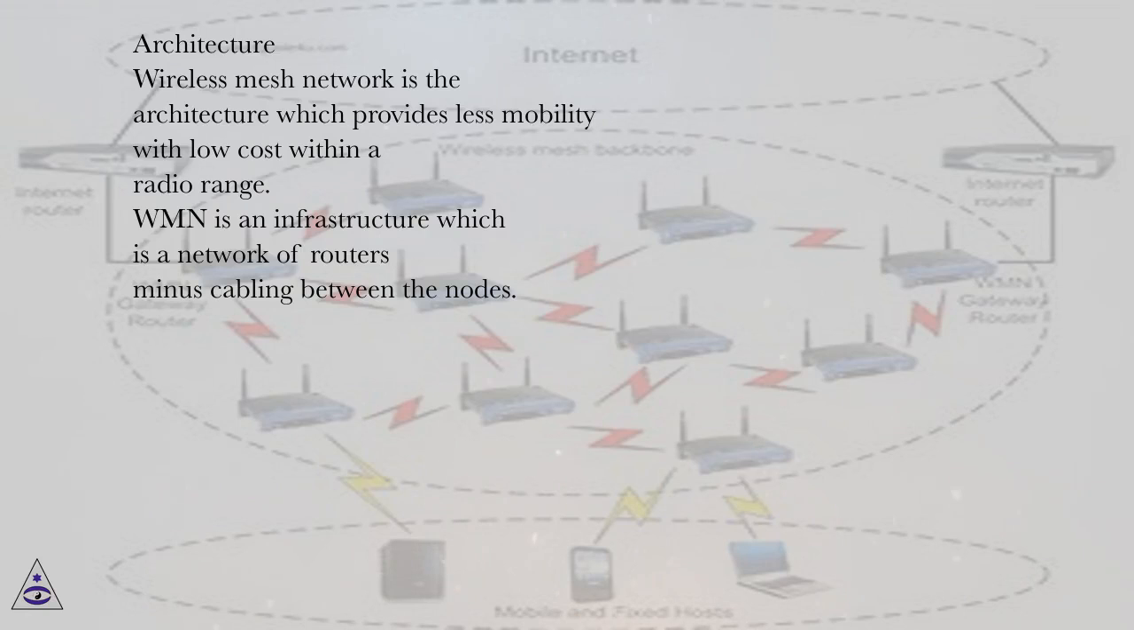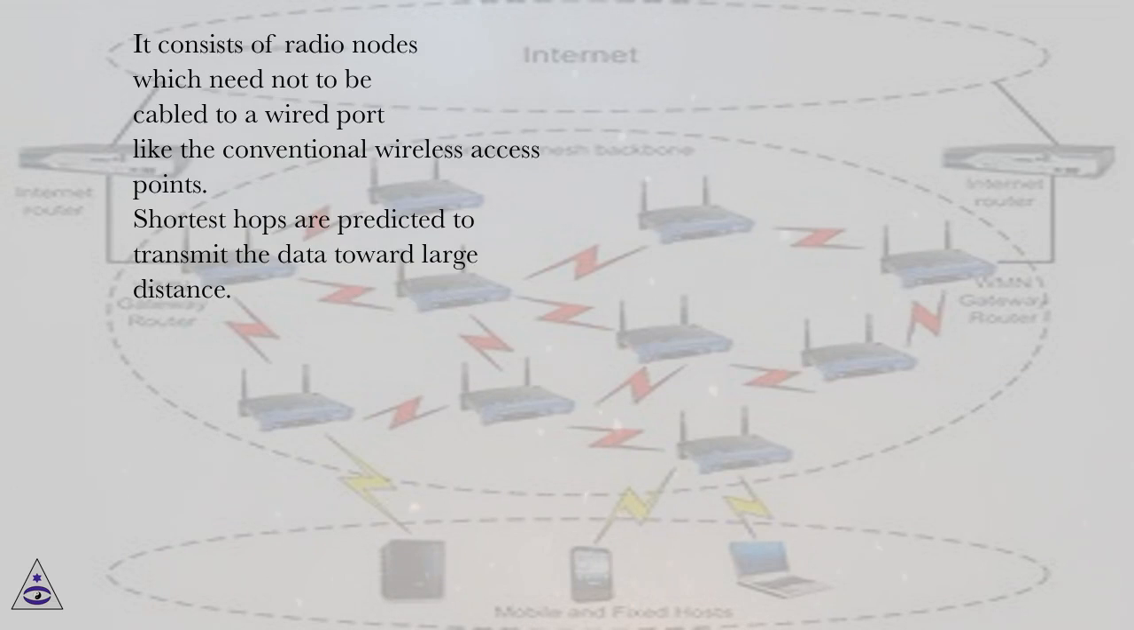Architecture. Wireless mesh network is the architecture which provides less mobility with low cost within a radio range. WMN is an infrastructure which is a network of routers minus cabling between the nodes. It consists of radio nodes which need not be cabled to a wired port like the conventional wireless access points. Shortest hops are predicted to transmit the data toward large distance.